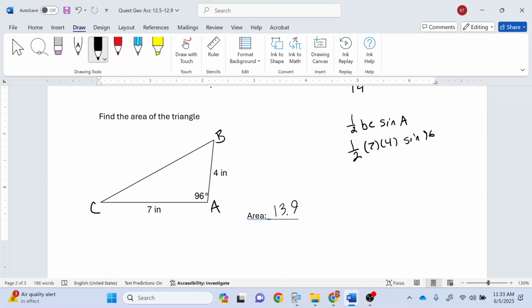0.5? What do you put? 1/2. So 1 divided by 2, right? I got 13.9. Yeah. You probably just slapped a number wrong. That's why.